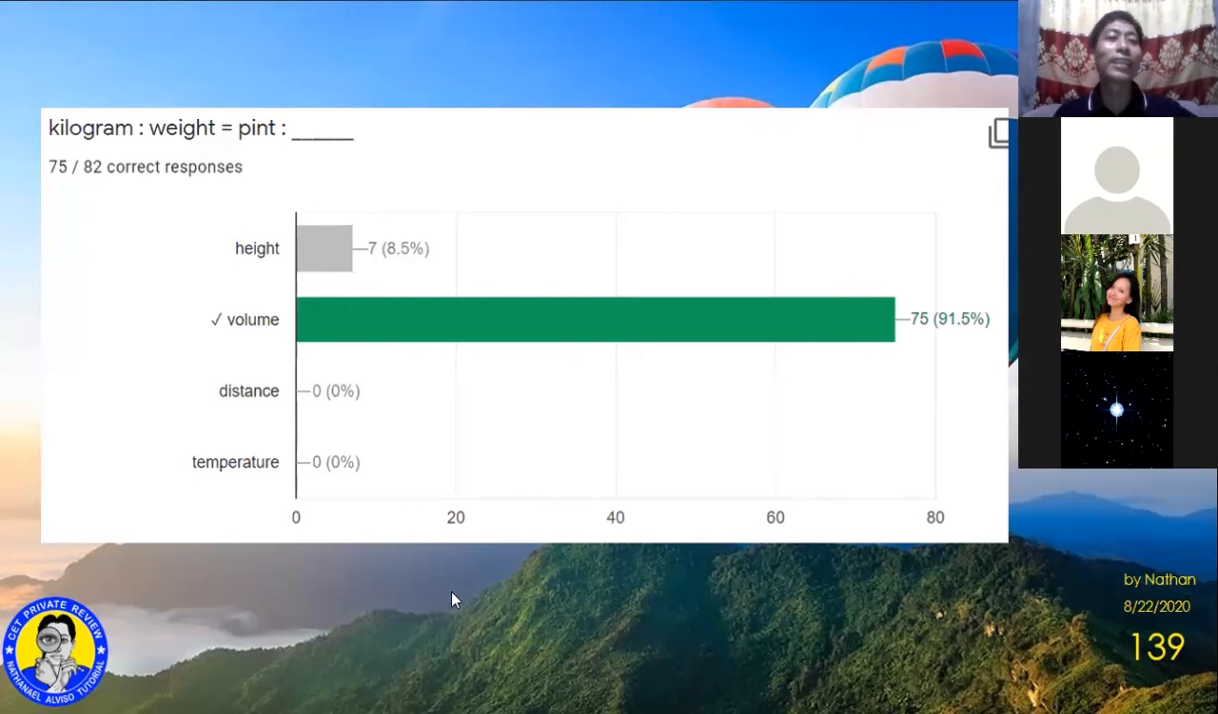All right, kilogram, weight. Pint is for what? If kilogram, we use it to measure weight. So pint is probably a measurement of something, and you cannot answer this if you have no idea what pint is, because pint is only an American measurement. Here in the Philippines, we use liters, the metric system of measurement. In the imperial system, they use pint, gallons, okay?